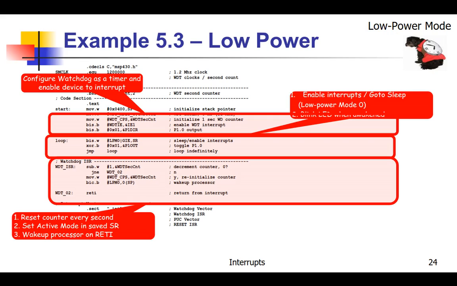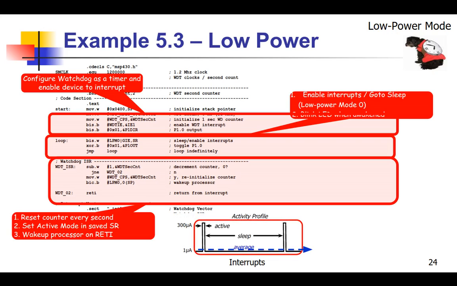and it sets the active mode is saved in the interrupt service routine, and then after the interrupt service routine is left, it wakes up the processor. And you can see what this does is basically it allows you to sleep a long time, and you go and do something for a short time. In this case, you're toggling the LED at P10, but it uses a whole lot less power, as you can see in the blue line below.